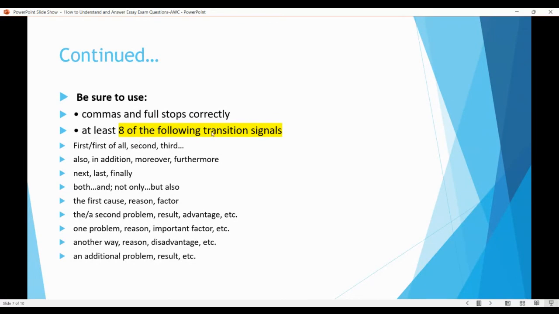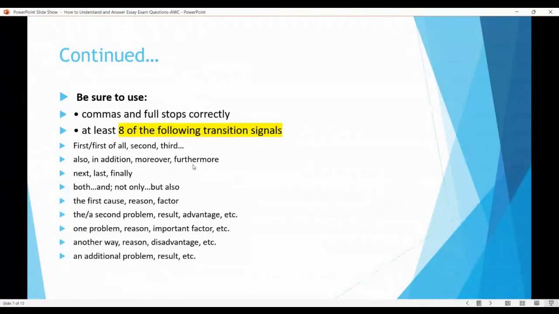Okay, at least 8 of the following transition signals. So see, there's a very clear instruction that there are lots of transition signals. So students have been asked to use 8 of them at least, like first of all, second, third, when you are listing ideas. Like when you talk about symptoms of a particular disease, you can say first symptom, second, third, fourth, and make sure they are followed by commas. Because all these transition signals take commas.